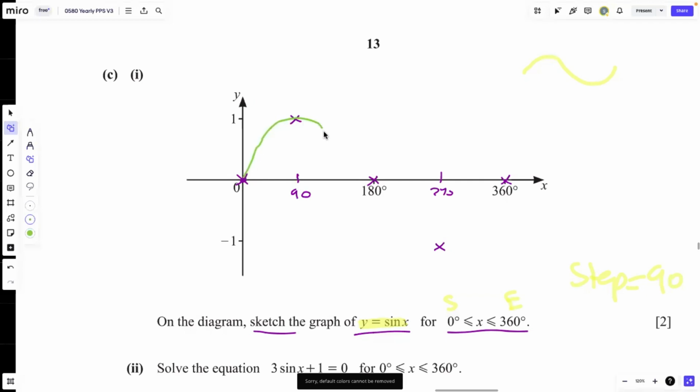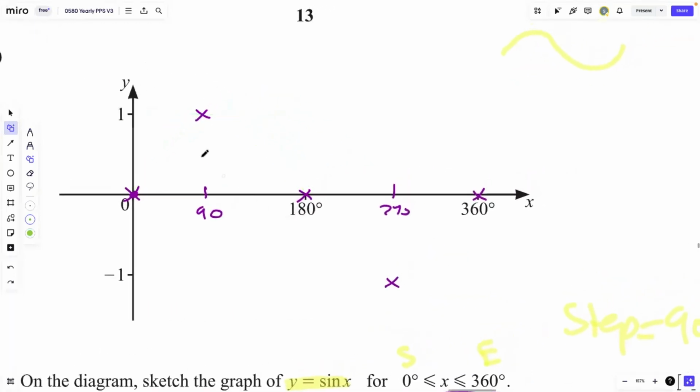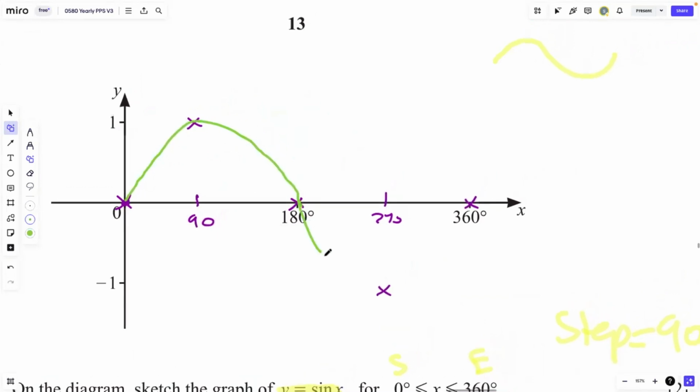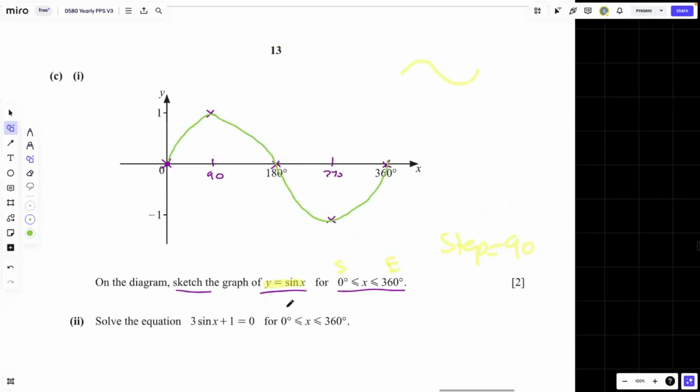Have the basic graph for sine. Let's get this right. Try to make it much smoother though, like this. So you get that right. That's your graph of y equals sin x.